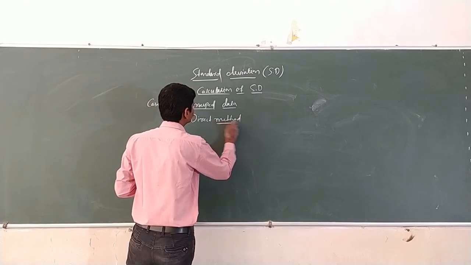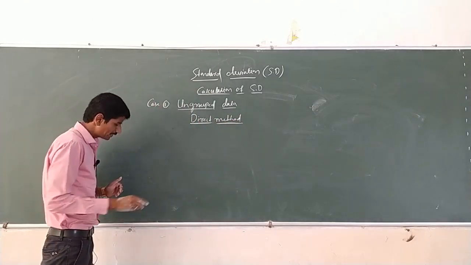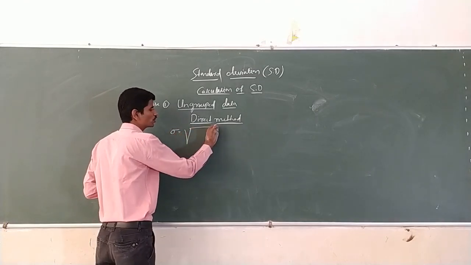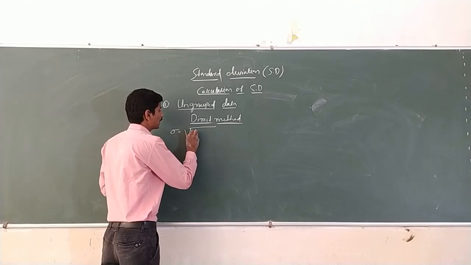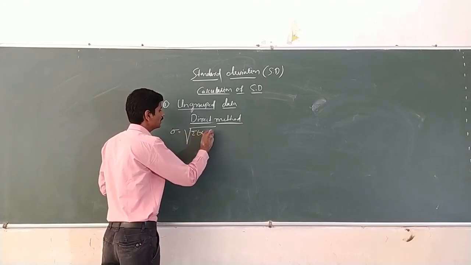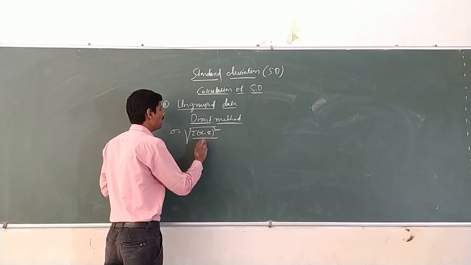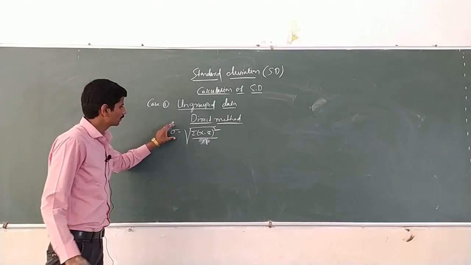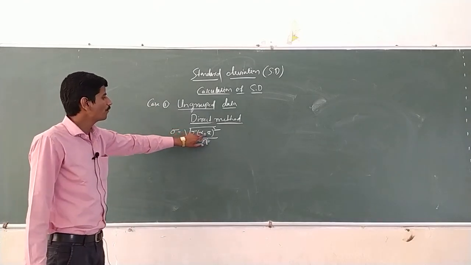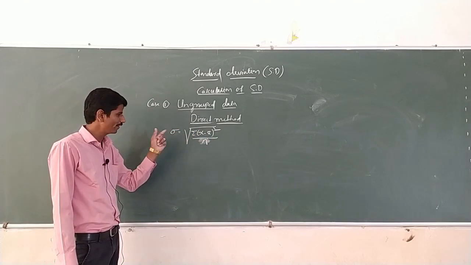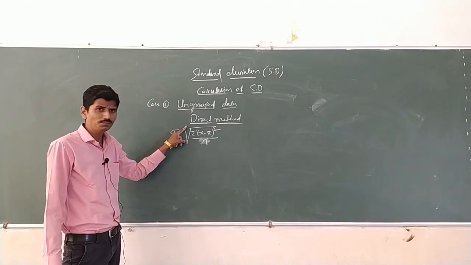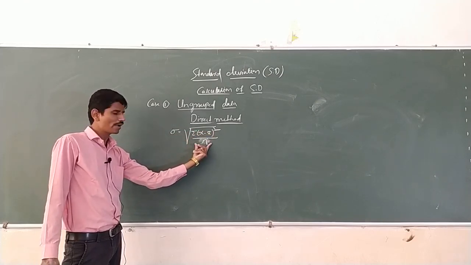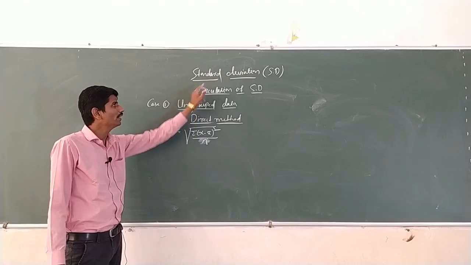The first one is the direct method. In the direct method, the standard deviation is denoted by sigma. Sigma equals under root of sum of x minus x bar whole square by n. What is standard deviation? It is the positive square root of the mean of the square deviation of the given values from their mean.